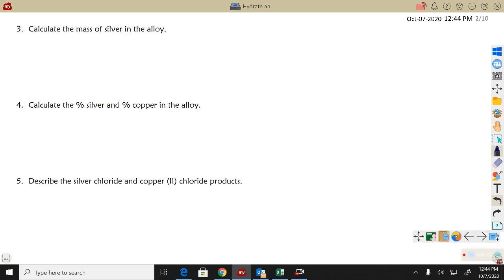Number 3, calculate the mass of silver in the alloy. Now, according to the law of definite composition, any sample of silver chloride is about 75% silver by mass. But then there's this law of conservation of mass that says that in a chemical reaction, you cannot create or destroy mass, matter, atoms.